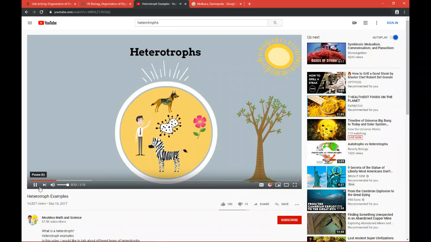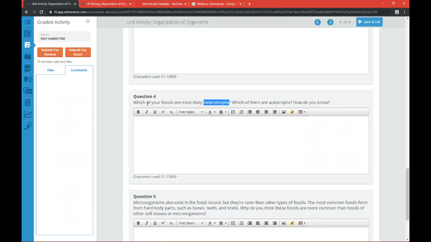Instead, rely on others. So heterotrophs, they are organisms that rely on other organisms. So they eat autotrophs. They eat plants, they eat other animals, they eat other organisms. So you're going to have to use your reasoning to say which fossils are most likely to be heterotrophs and which ones are most likely to be autotrophs. Now, if they're an animal, most likely they're a heterotroph. If it's a plant, it's an autotroph. It makes its own food.